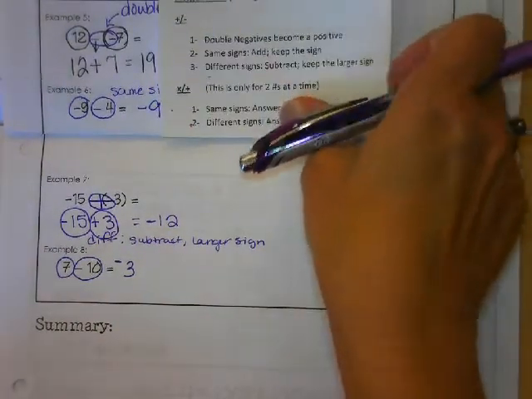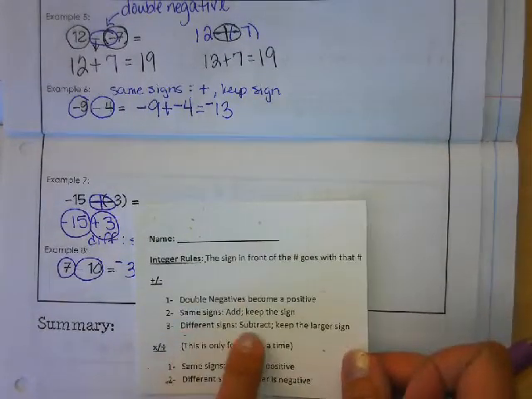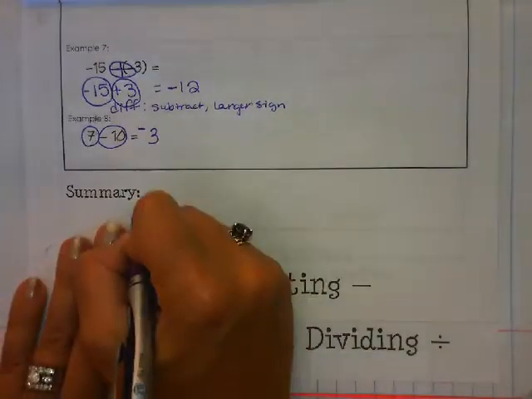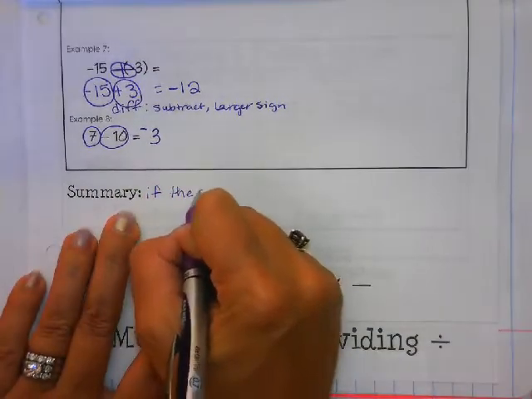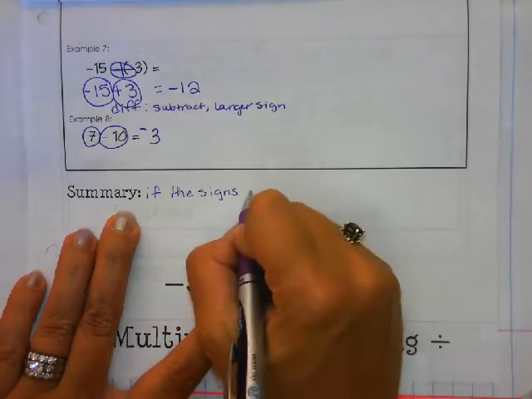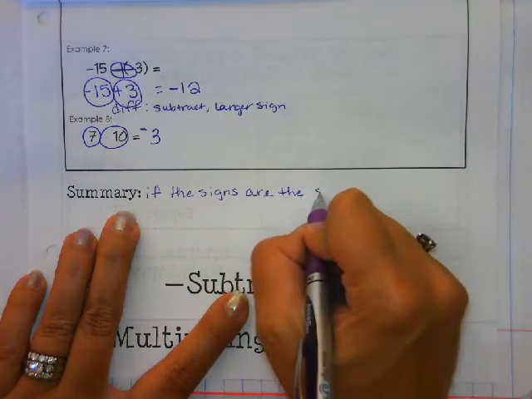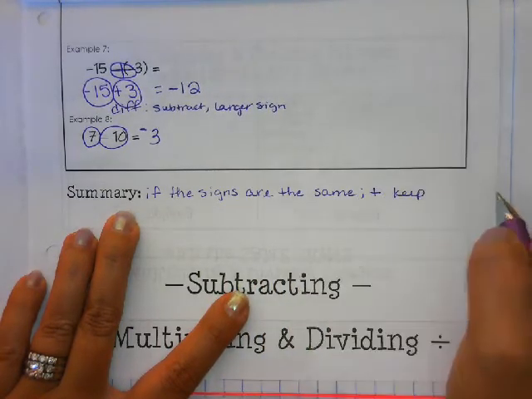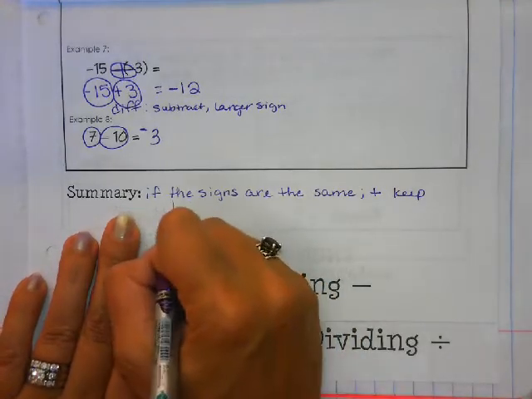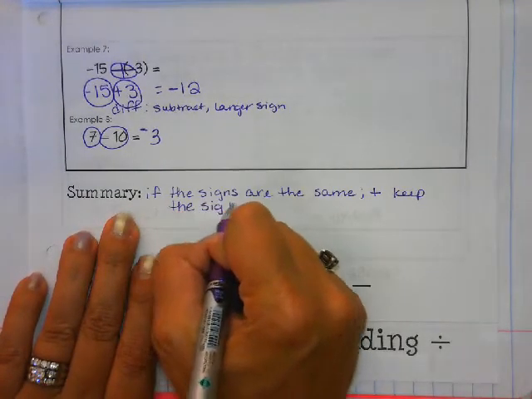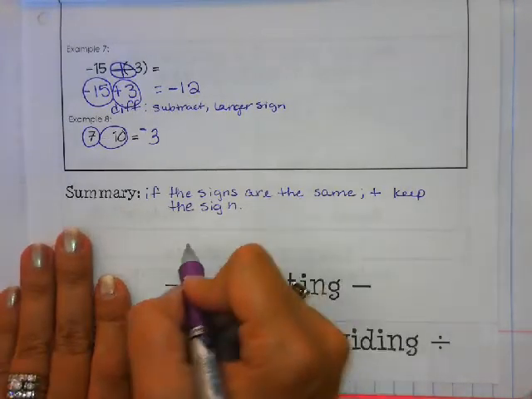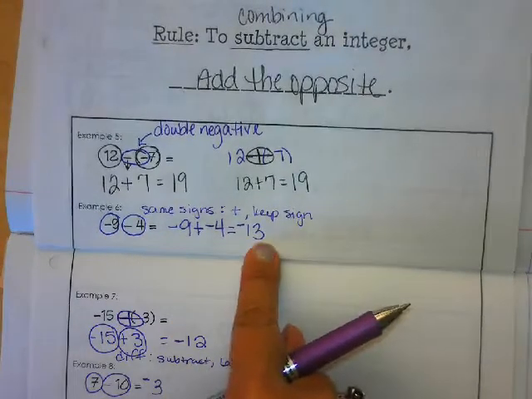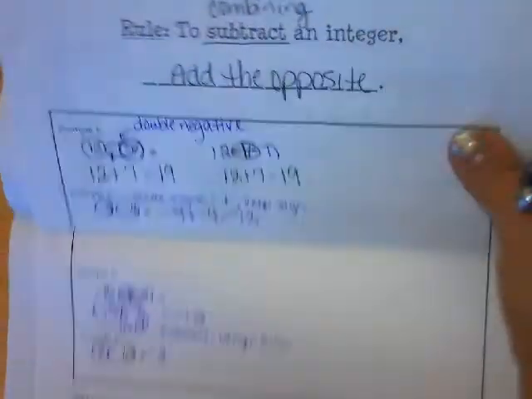So let's recap. Essentially the same rules as on our card, but we're going to write them so that we remember them. In summary, if the signs are the same, we're going to add and keep the sign. Okay, because if the signs are the same, like up here, then it's still going to stay a negative. If they're both positive, it's going to stay a positive.